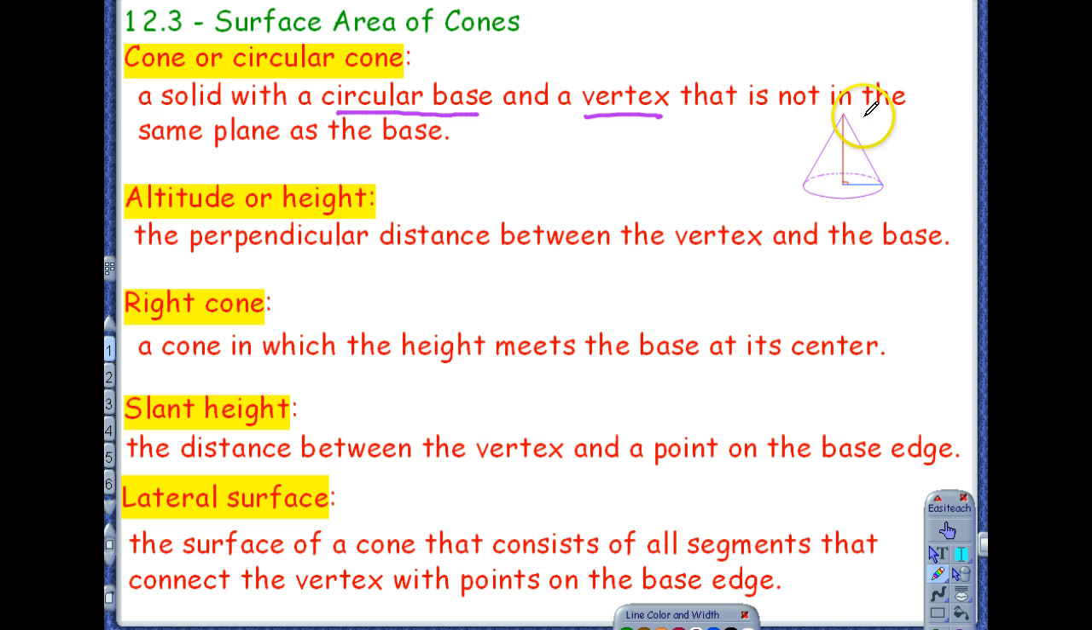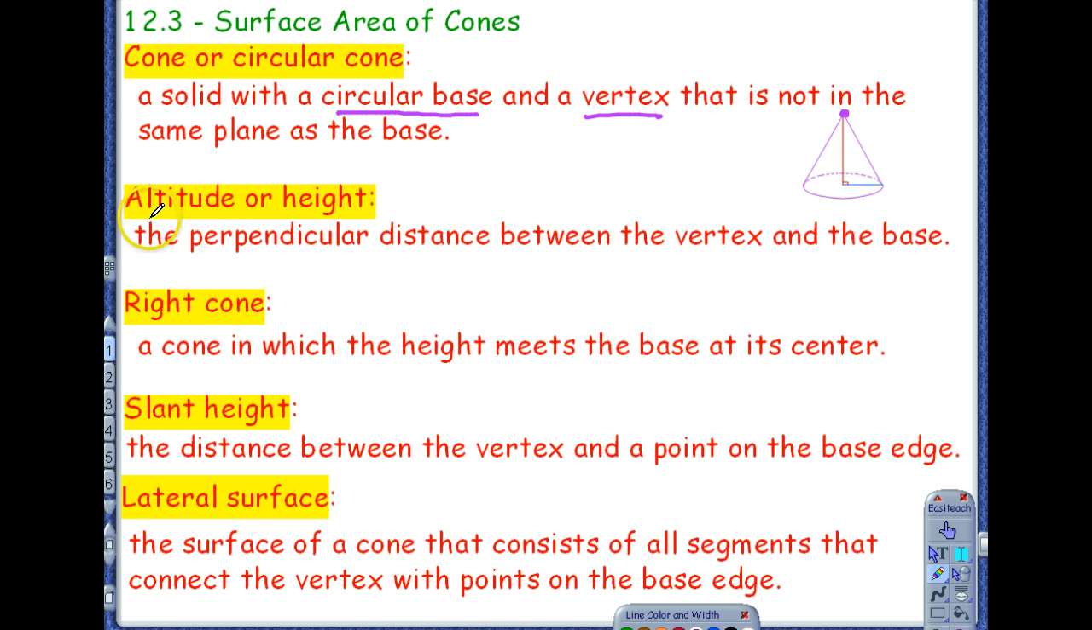So here's a visual, just to give you ideas of what a cone would look like. Here's your circular base. Your vertex would be somewhere up here. It could be down below, just wherever. This is to give you a visual of that. Now, some vocabulary goes along with it. The next few terms, we've seen these things before.